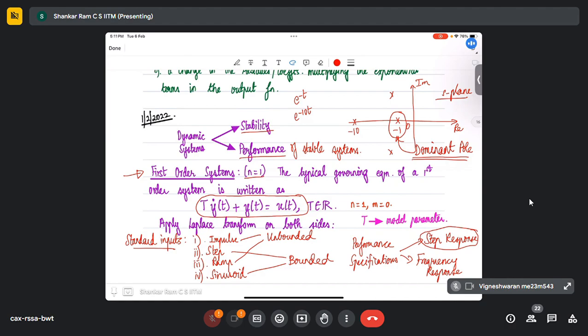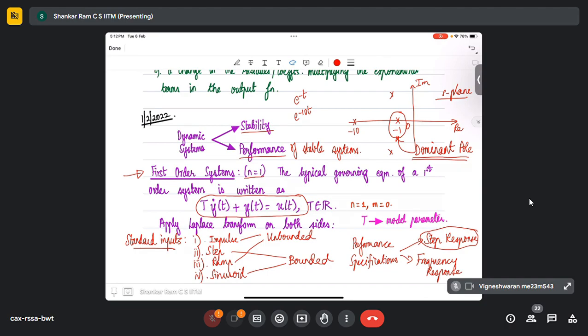Okay, so we can, yes, any question? Sir, I'm sorry to interrupt. One question from my side, sir. So basically, you have related the first order system response to the positioning of the dominant pole. Can you just clarify more on that? I could not perceive it.